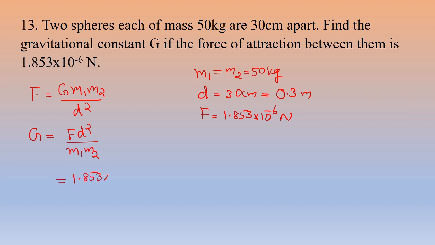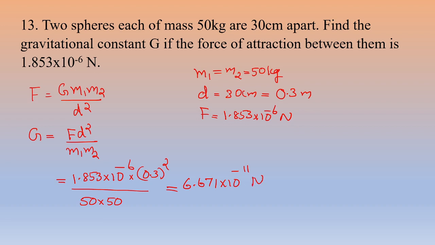G is equal to 1.853 into 10 raised to negative 6 into d square, that is 0.3 square, divided by the masses, that is 50 into 50. So you can do the calculation, and after the calculation you will get the value of capital G is equal to 6.671 into 10 raised to negative 11, and the unit is Newton meter square per kilogram square.